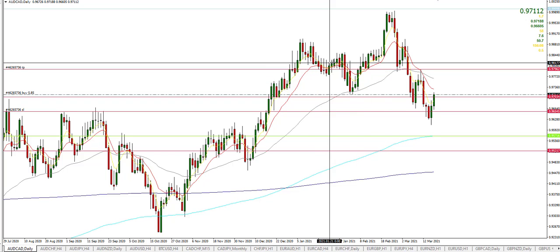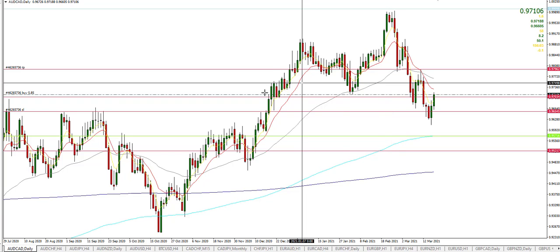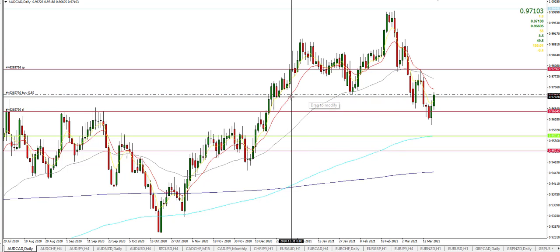Now for me, I would have maybe taken this trade, but then I would have been suspicious once it stalled out because it didn't actually give us a deeper low here.